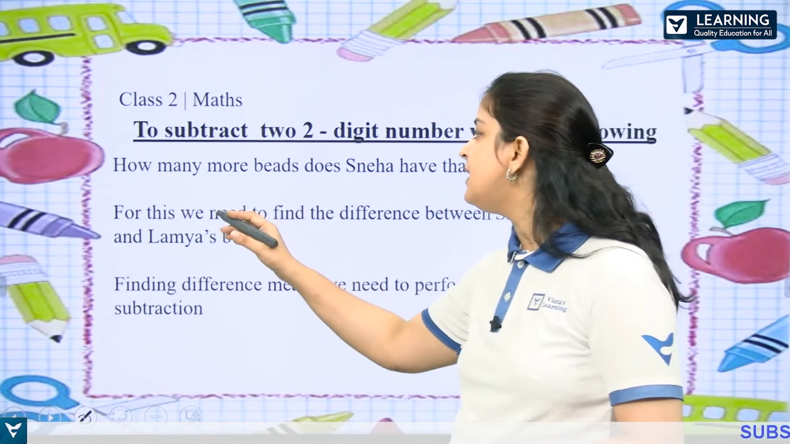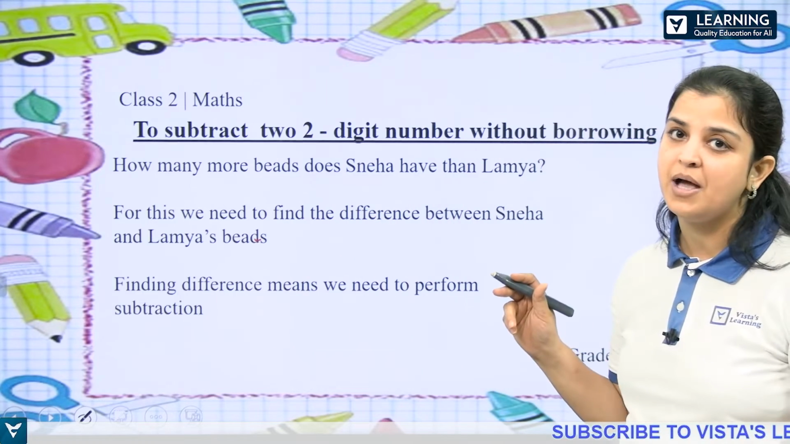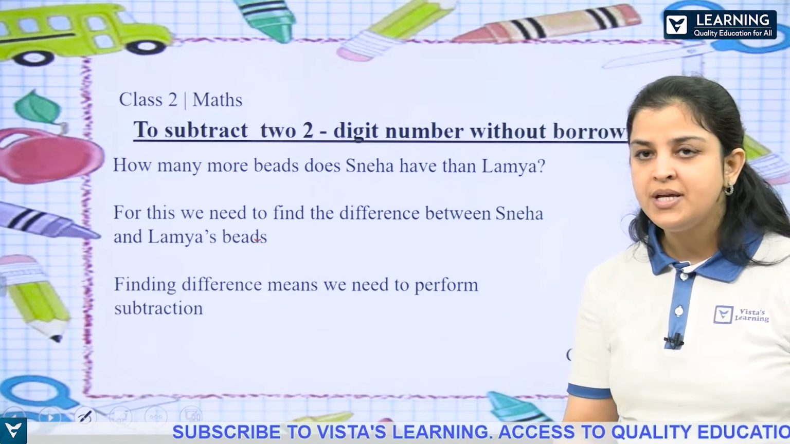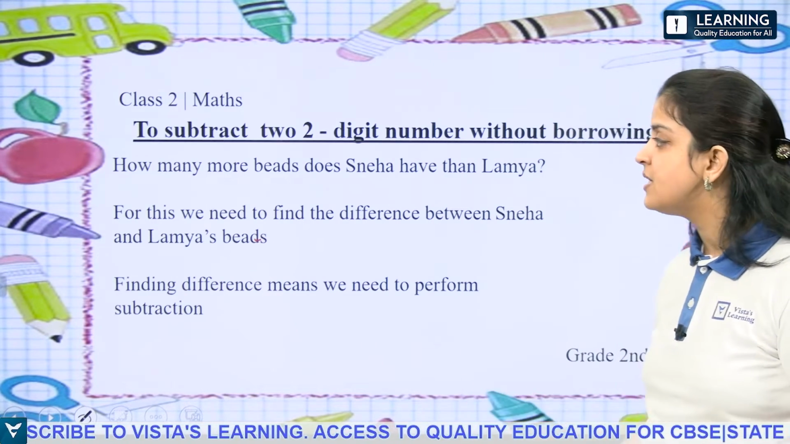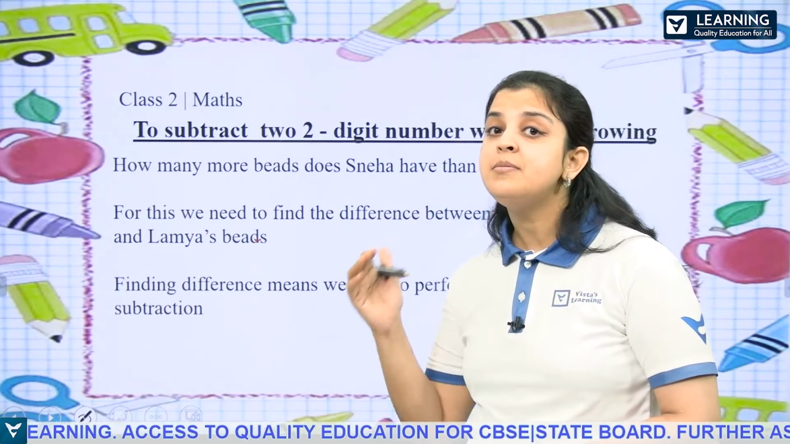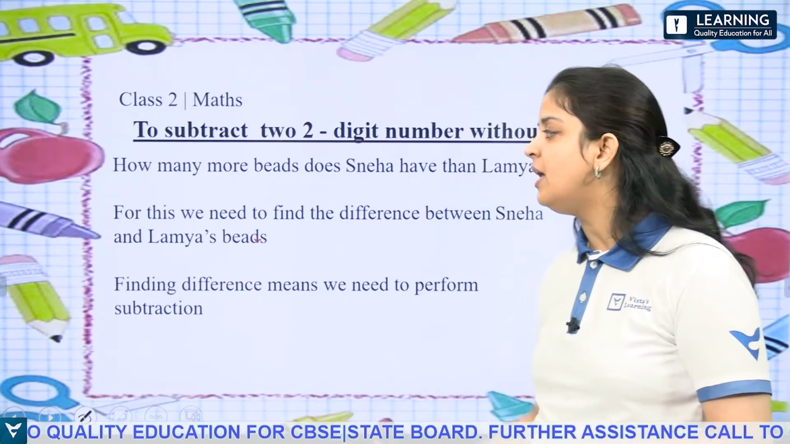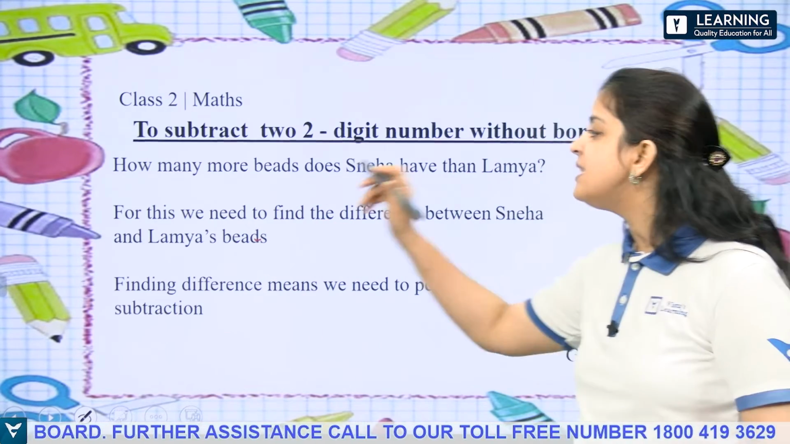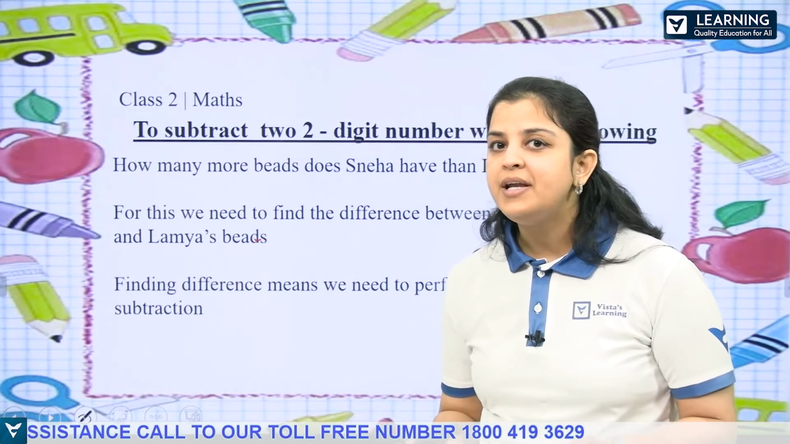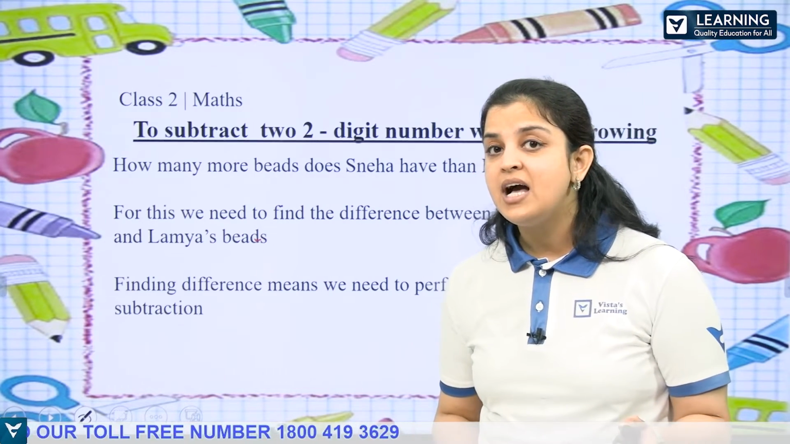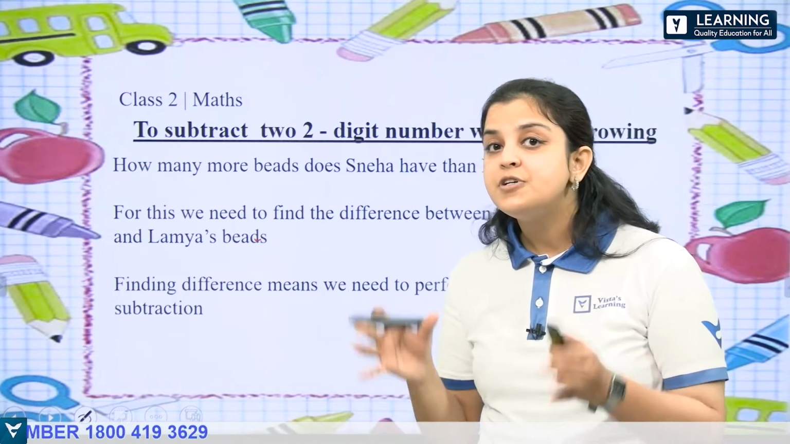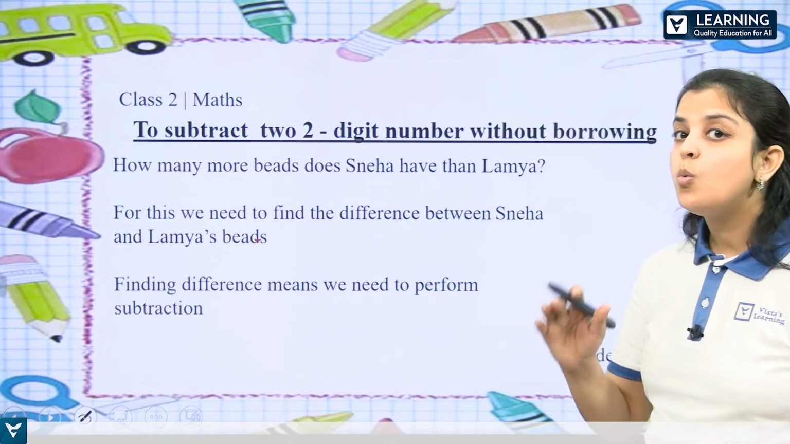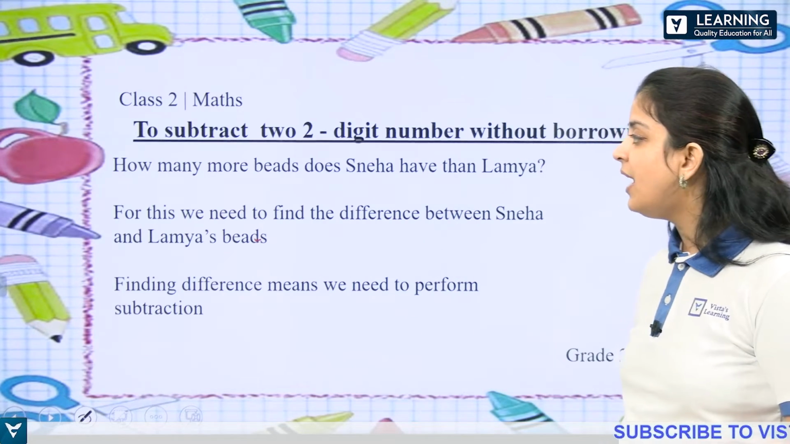How many more beads does Sneha have than Lamia? Lamia and Sneha both bought the beads. Lamia bought 22 beads. Sneha bought 56 beads. So, we need to find out how many more beads Sneha has than Lamia. So, for this, we need to find the difference between Sneha's and Lamia's beads. We need to find the difference, right? How many beads Sneha has and how many beads Lamia has. Then, for finding the difference, we need to do subtraction, right?